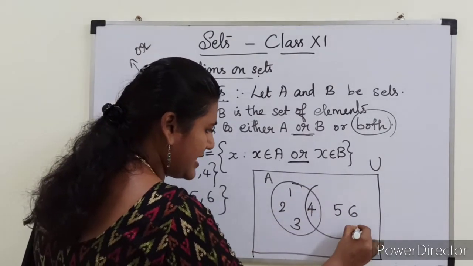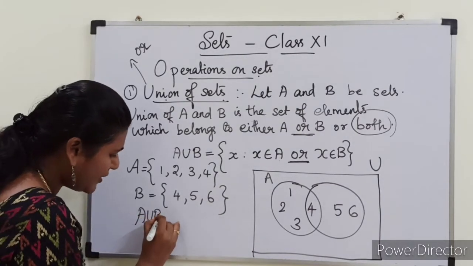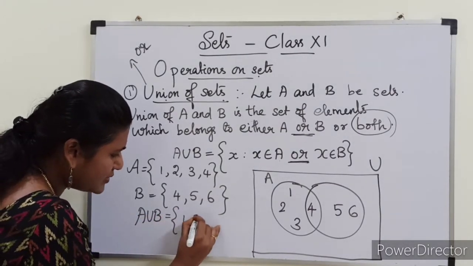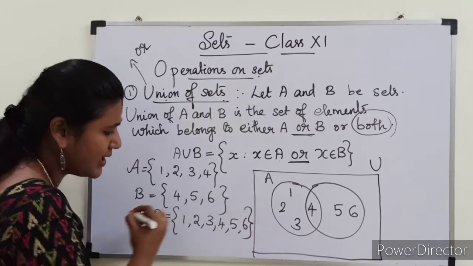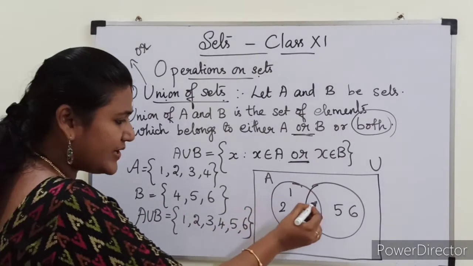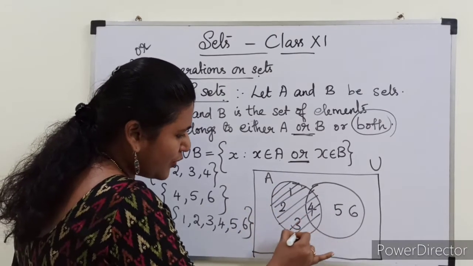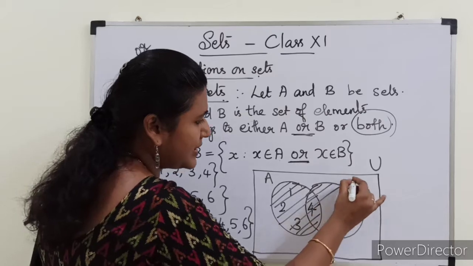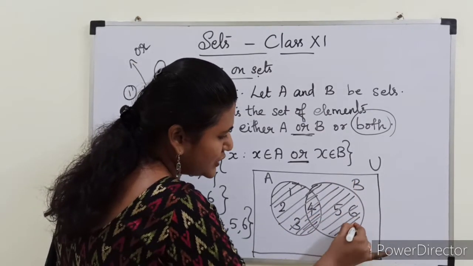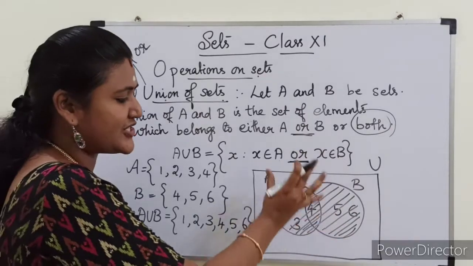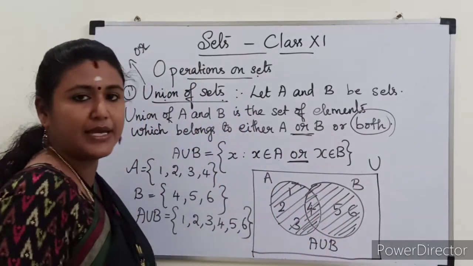So this is B. Then when you calculate A union B, what are you getting? 1, 2, 3, 4, 5, 6. So these are the elements. That means we need to shade this entire portion of both the sets A and B. This is actually set B. So this is the representation. What is shaded? The shaded region is actually A union B.